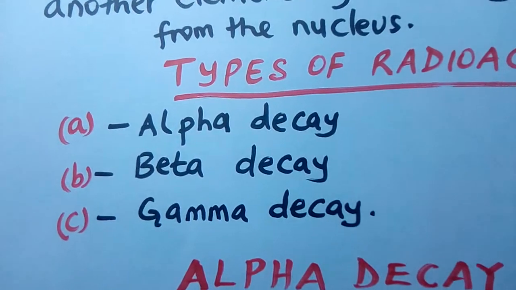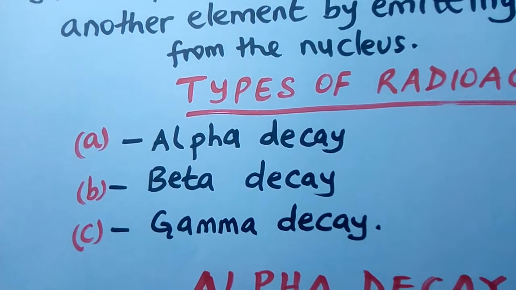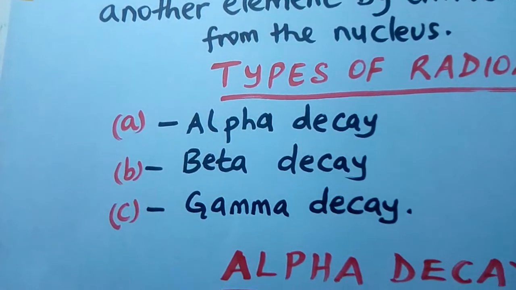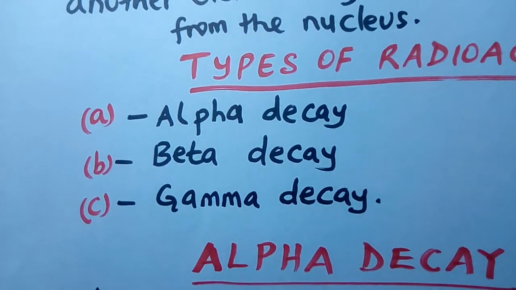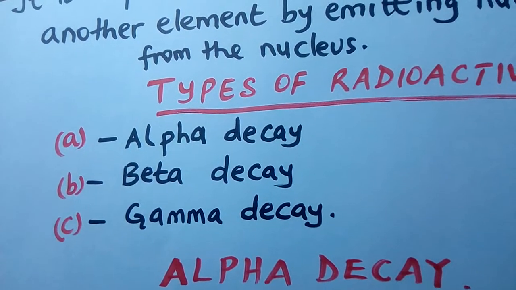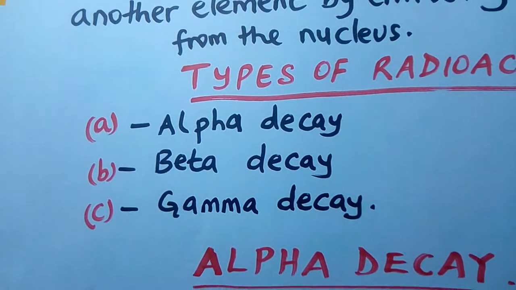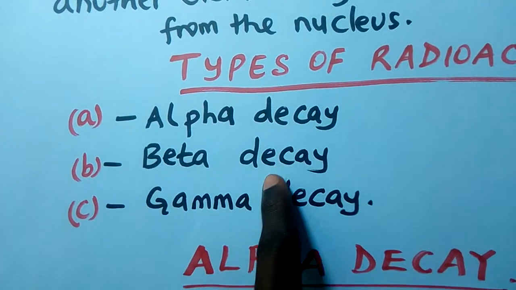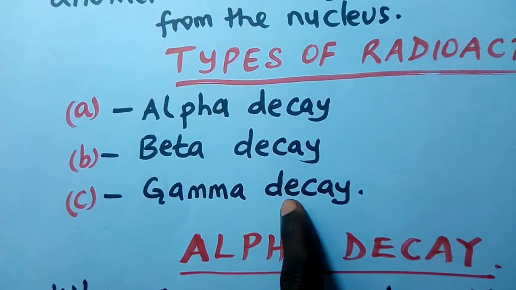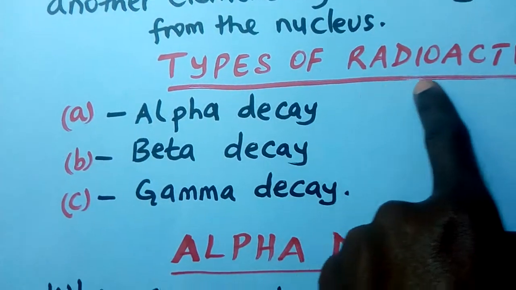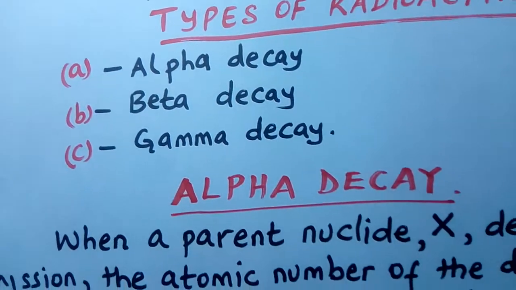One is called alpha decay. That is when alpha particle is produced. You see, an element changes into another one, and then it also produces alpha particle only. That is alpha decay. Then when a beta particle only is produced, that is beta decay. When gamma particles are produced only, we call them gamma decay. So there are three types of radioactive decay. Let's look at them one by one.